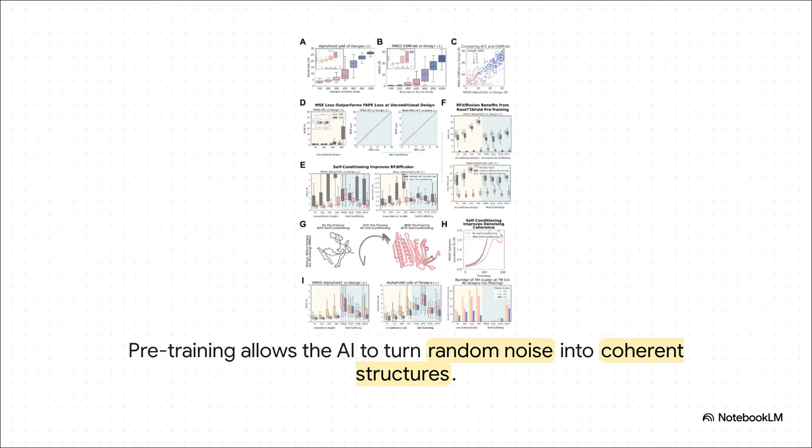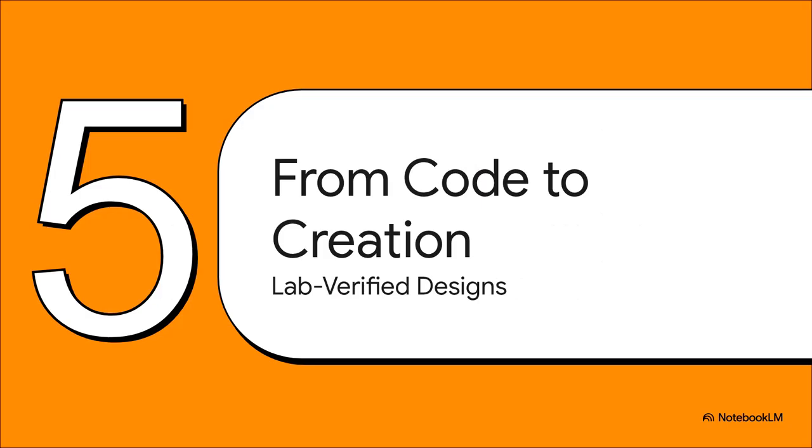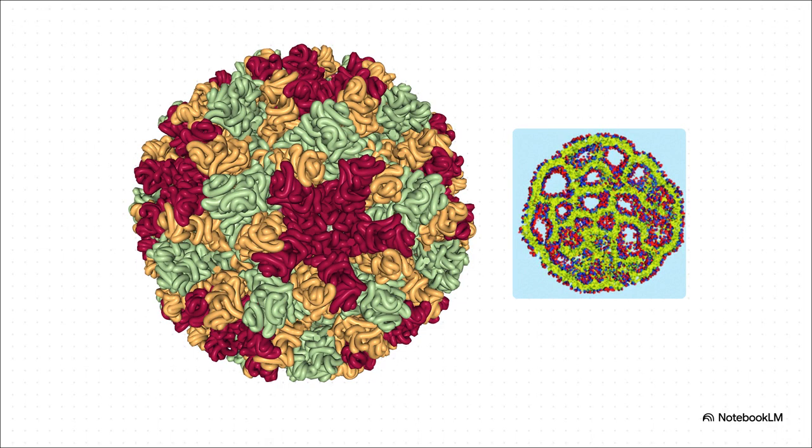And this image right here shows you the power of that training process. On the left, without pre-training, all you get is that jumbled mess of noise. But on the right, with pre-training, look at that. The AI learns to turn that random static into these beautifully coherent, stable structures. That's the secret sauce right there. Okay, now this is the really cool part. This isn't just a fancy computer simulation. This stuff is actually being built, for real, and tested in labs. And the results are just wow.